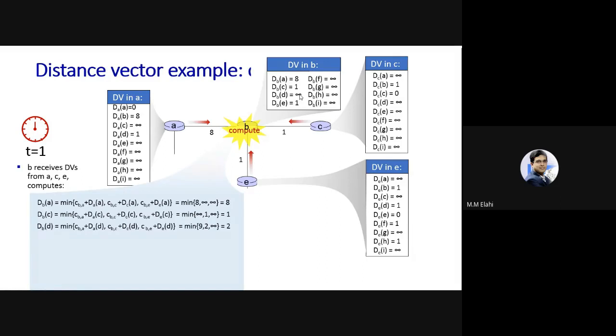So see, initially D, B to D was infinite. That means we had the idea that I have no connection with D, I have no path to D, not possible. Now after getting the information from the neighbors, B has discovered that, okay, if I go through E, there is a path where cost is 2, and that is the minimum. So what B will do? B will update this infinite to 2.